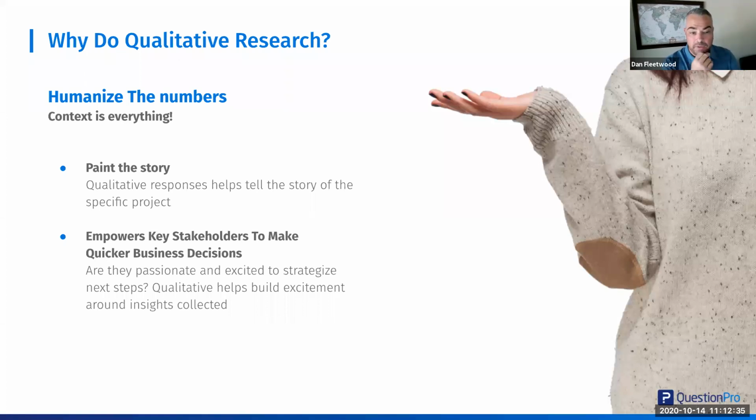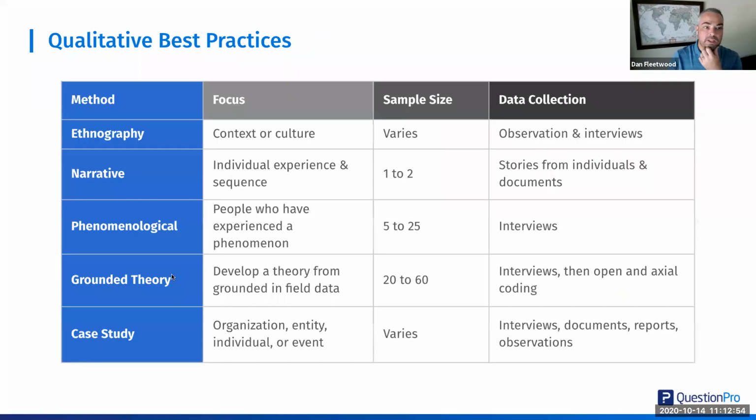You can empower stakeholders to make quicker business decisions. I think you can sometimes do qualitative research more quickly, and then also passionate, excited to strategize the next steps, helps build excitement around insights collected. You're getting more at the root of the feelings or why, I think, is some of the biggest things.